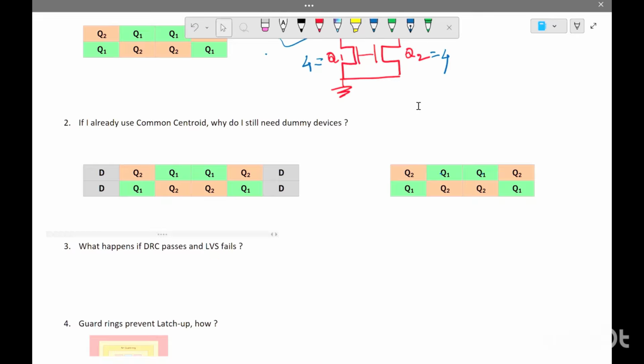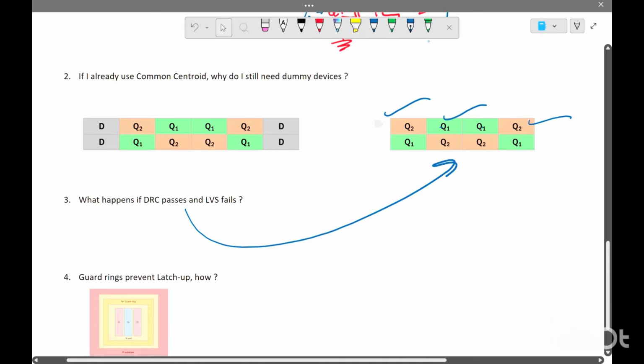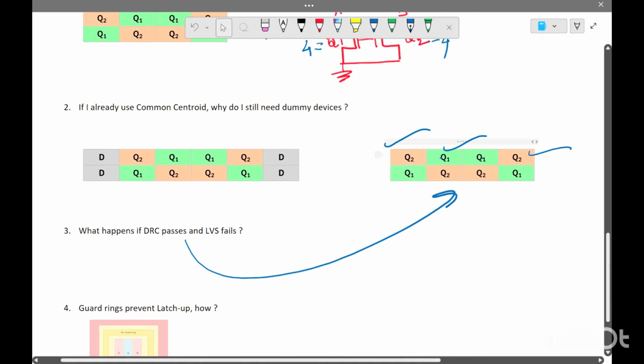If at all the circuit has to work in the layout, the connections of these transistors have to be proper and they have to be well matched. Then only it will work. Hence, DRC passes and LVS fails means it will not work on real silicon.